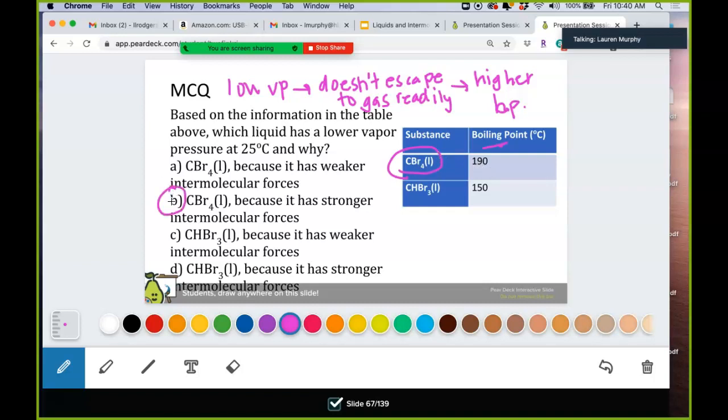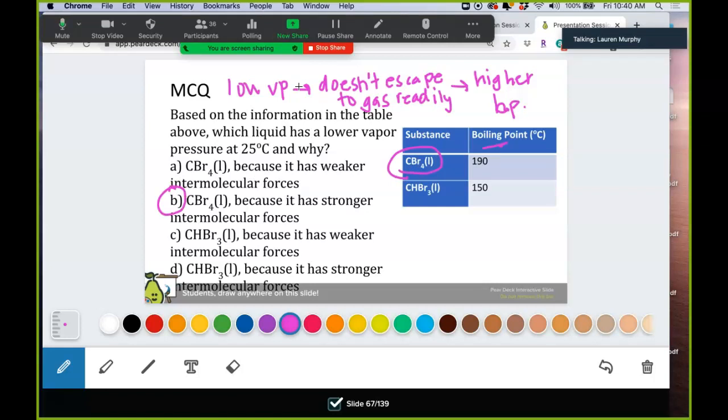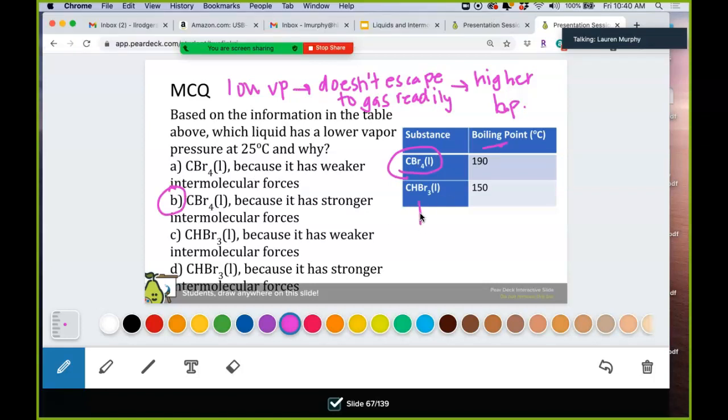So the answer is B, which then kind of contradicts what we said, though, because we said this guy is polar and that it has dipole-dipole. Because it's polar, it has dipole-dipole. That's what it means to be polar. So we generally tend to think that dipole-dipole is a stronger intermolecular force than just dispersion forces. And this guy only has dispersion forces because it's not polar, so it can't have any other forces. So what do you think happened here? Why is this guy harder to actually boil than this guy?